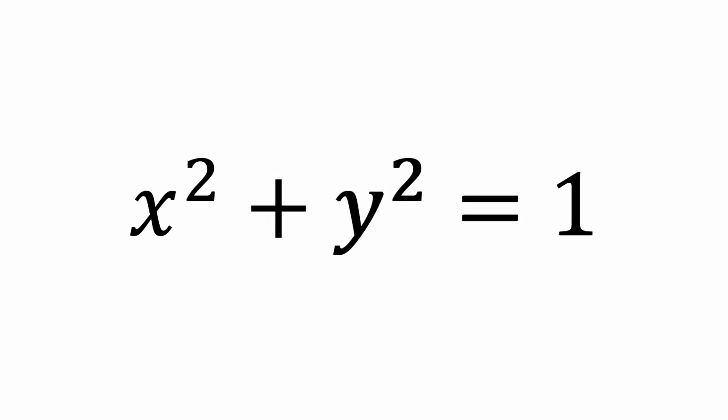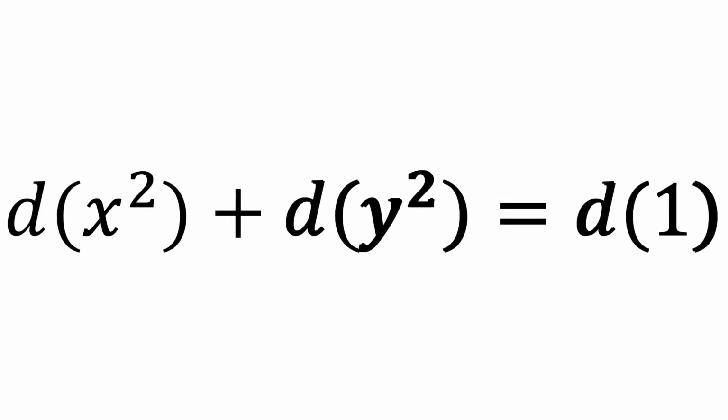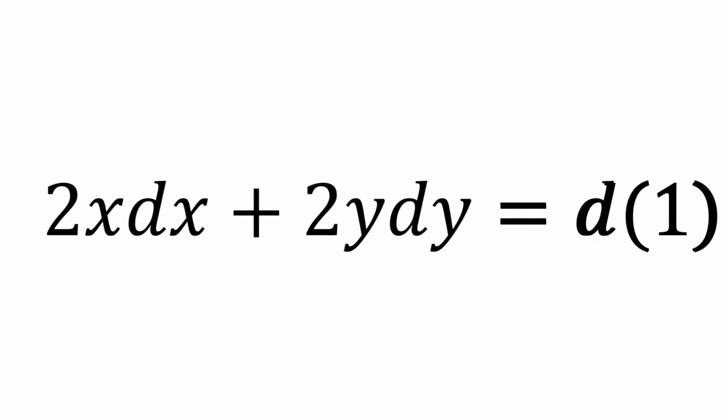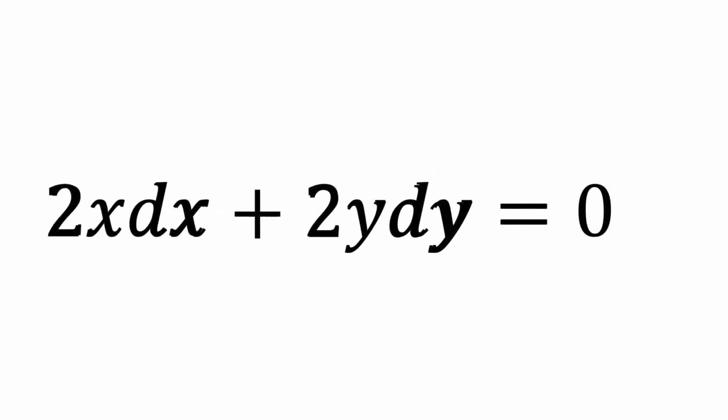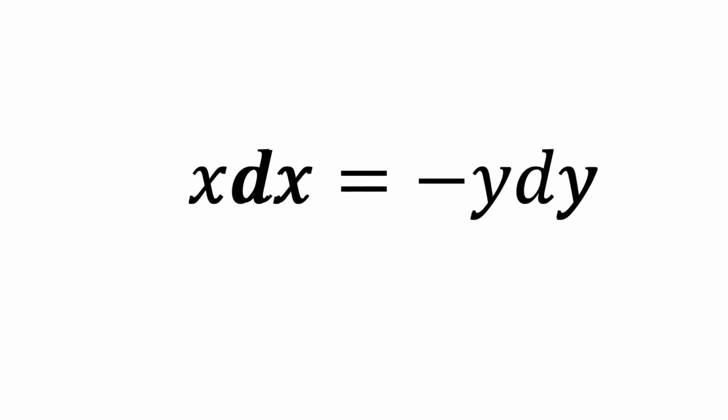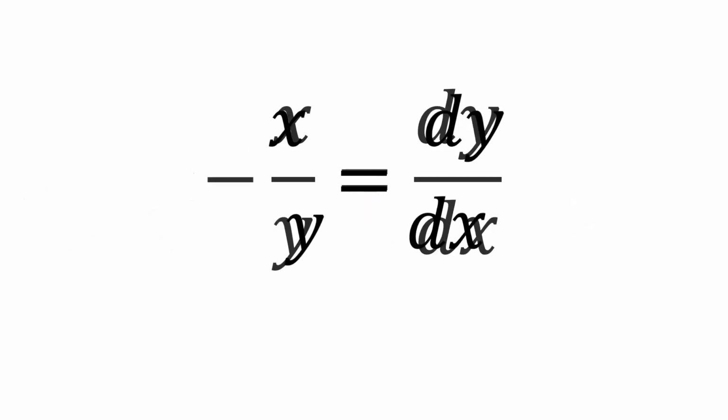So, what do we do here? Well, we can just take the differential out of everything. 2x dx, 2y dy, and since 1 is a constant, then it becomes 0. Move some things around, divide by 2, and then voila. dy over dx equals negative x over y. So that is the meaning of dy and dx in differentiation.